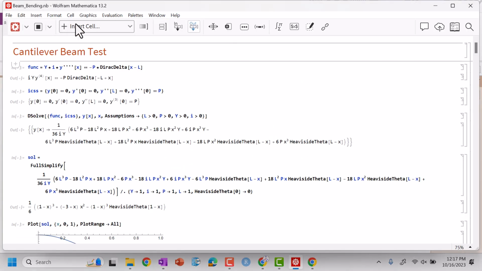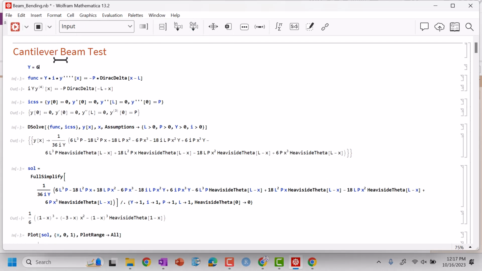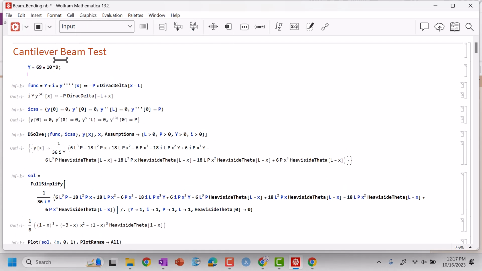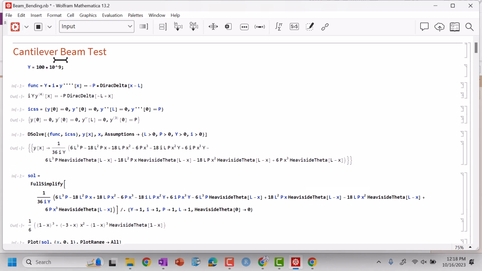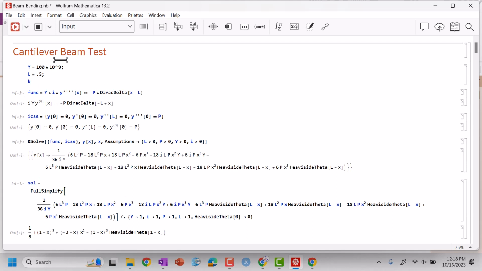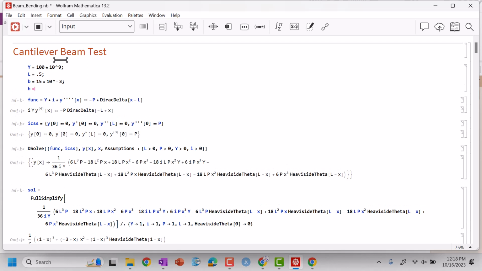So we have this nice notebook set up. I'm going to assume we're going to use a beam that is made of 69 times 10 to the 9th, or let's just say it's a metal beam, 100 times 10 to the 9th. I'm going to say that the length, let's just give it a value. Let's say the length is a meter, or let's say it's 0.5 meters. Let's say that the base is equal to 15 millimeters, very thin beam. And then our height is equal to 5 millimeters here. And we can go ahead and get this.